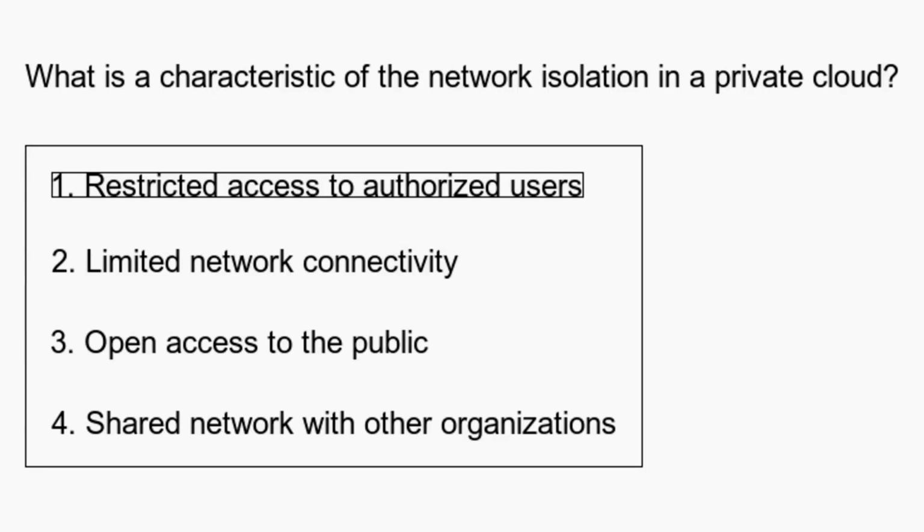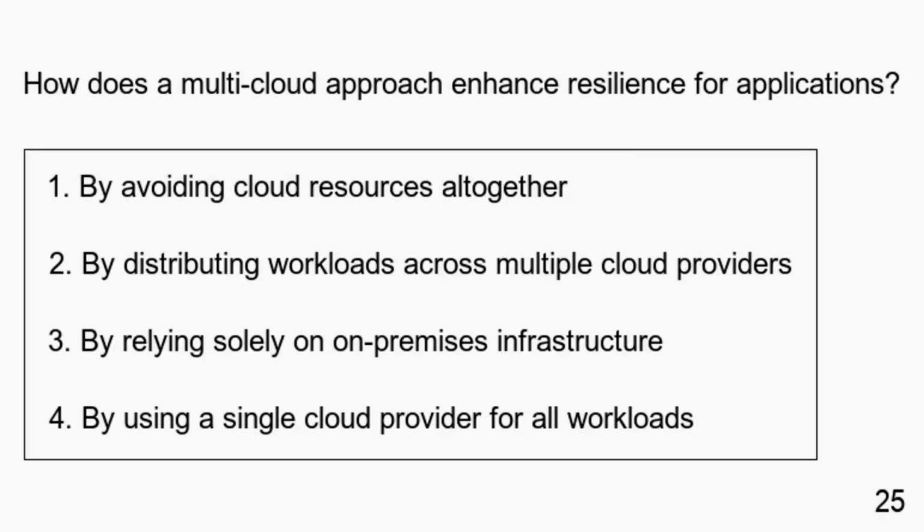Network isolation in a private cloud restricts access to authorized users, enhancing security and preventing unauthorized access. How does a multi-cloud approach enhance resilience for applications? By avoiding cloud resources altogether. By distributing workloads across multiple cloud providers. By relying solely on on-premises infrastructure. By using a single cloud provider for all workloads.